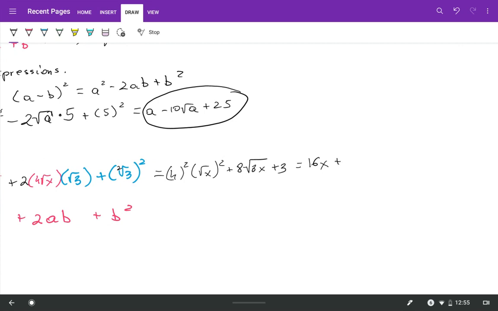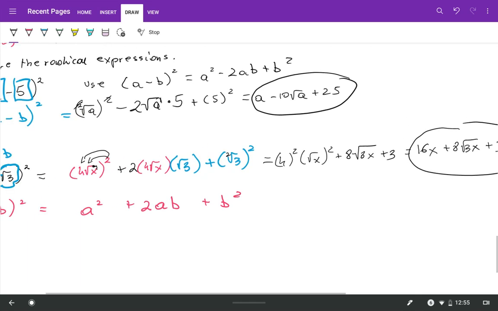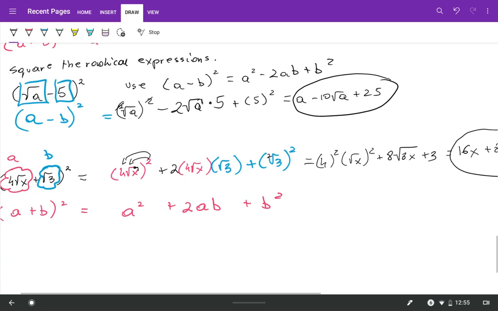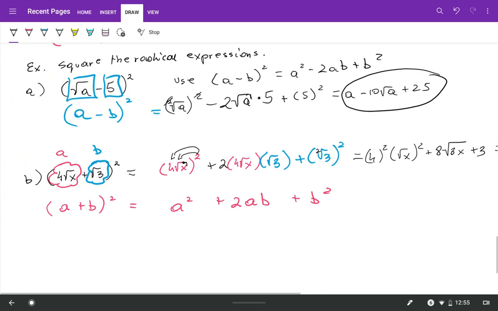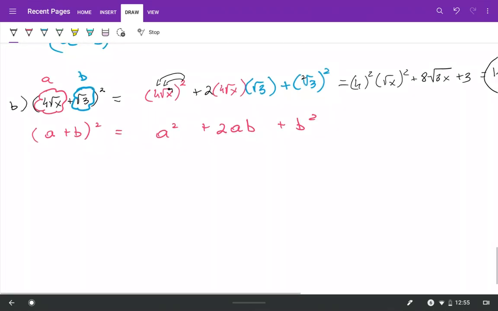So let's simplify that. We have 16 square root of x to a second power is just x, plus 8 square root of 3x plus 3. And that's it. We don't have like terms. We cannot simplify that better. So this is the final solution. So I showed you how to use perfect trinomials formulas, which are the square of sum and square of difference, with radicals.